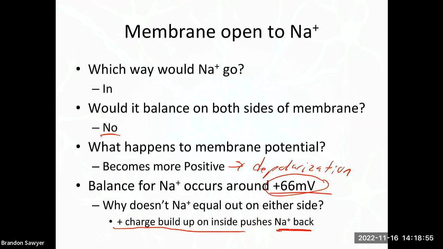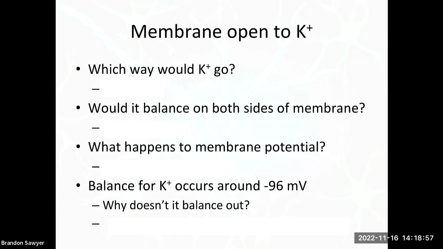Okay, so that's the situation for sodium. And then if we did the same thing for potassium, okay, we just opened up potassium channels and nothing else. First of all, which way would it go? In or out? It's going to go out, right? Because we got a lot of it on the inside, not much on the outside. Okay, so we have a chemical gradient pushing it. But as we said before, this is going against the electrical gradient. Okay, so would it balance out on both sides of the membrane? Again, no, it wouldn't, right?